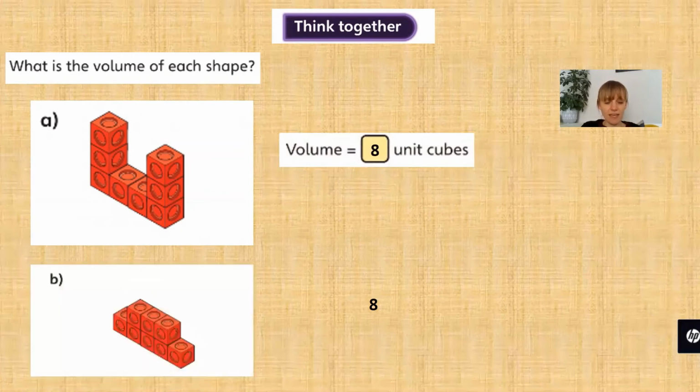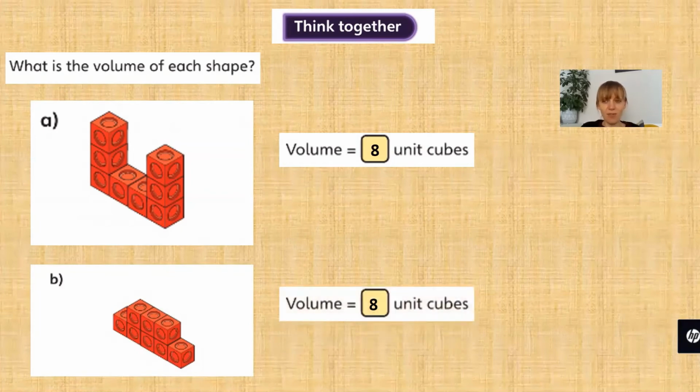Have a go for B. What do you think the unit volume of B is? So here we are, back again. My 8 had come up on there a bit early, which was a shame. But that has also got a volume of 8 unit cubes, because 1, 2, 3, 4, 5, 6, 7, 8.